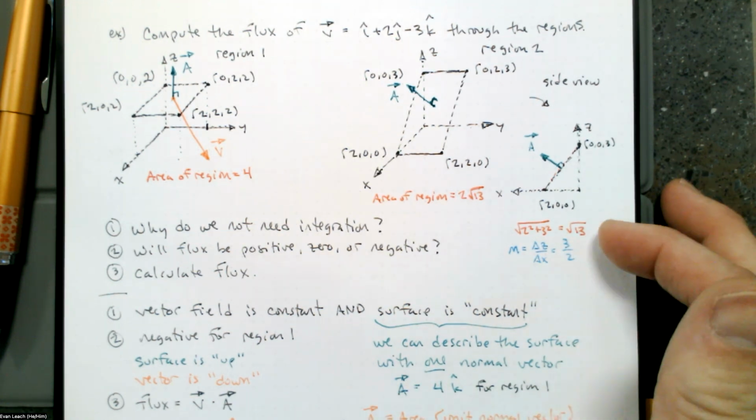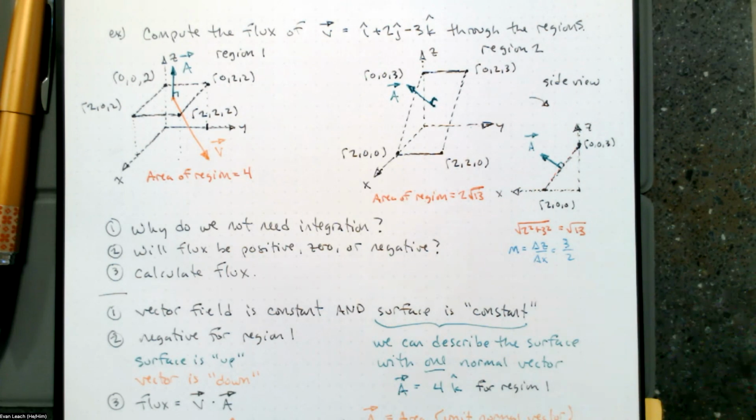We could have had a 5 here. This could have been like a 10, but no. It's fine. We're professionals. We can deal with an area of 2 square roots of 13.